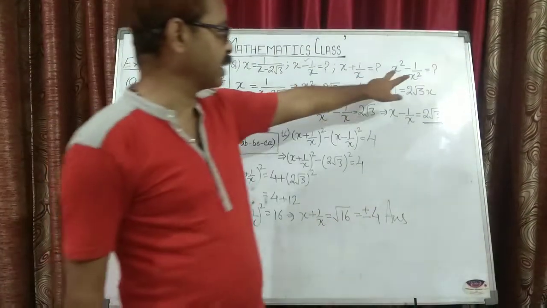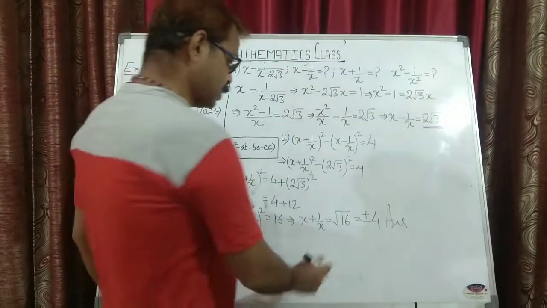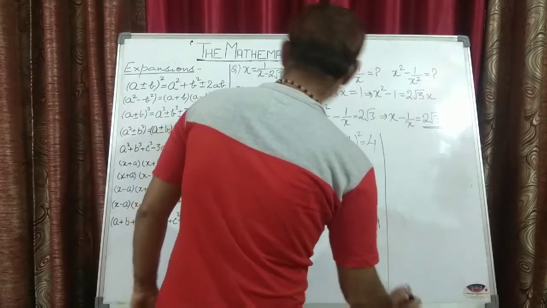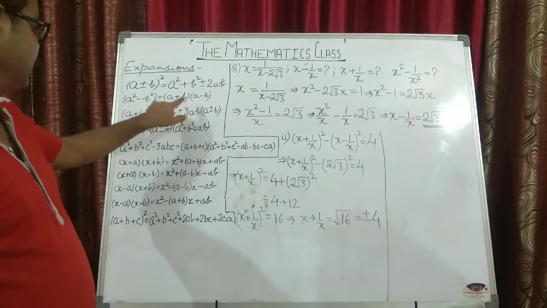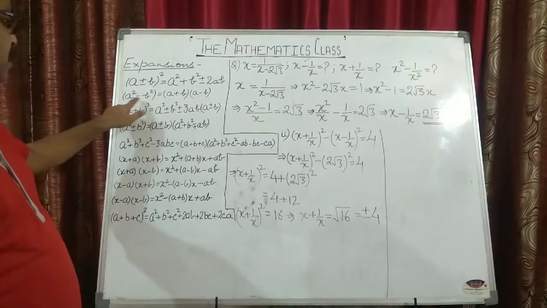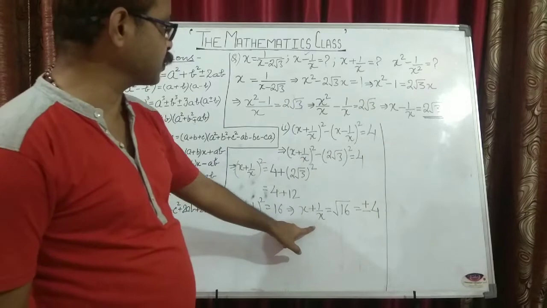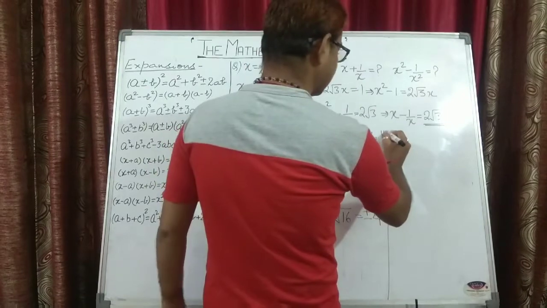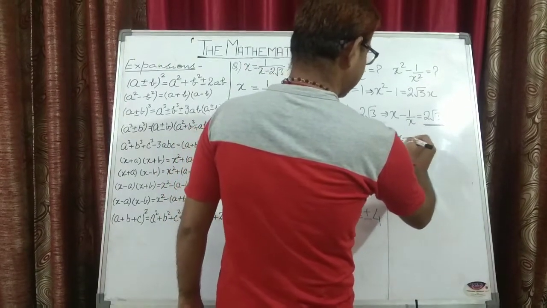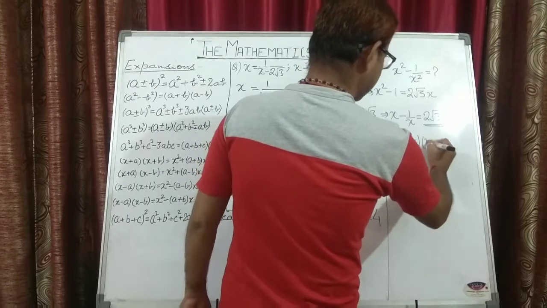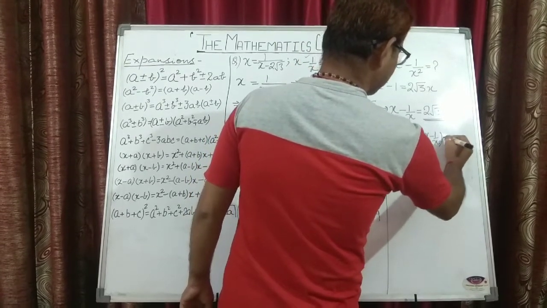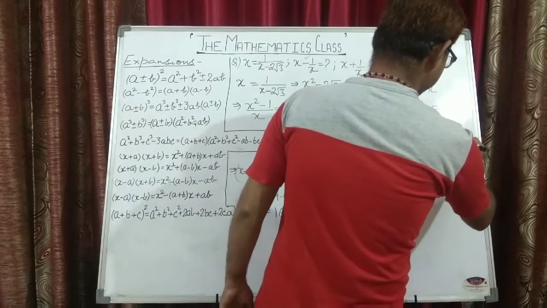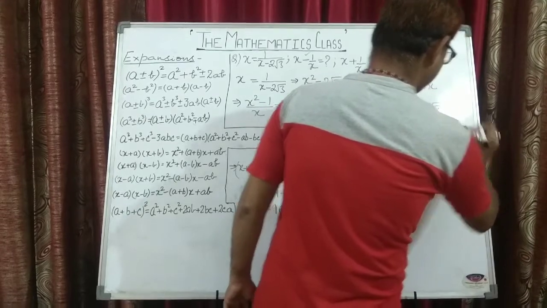Now third part, we have to find out x square minus 1 upon x square. I am solving it this side. We know that (a plus b) into (a minus b) is equal to a square minus b square. We have the value of x plus 1 upon x. We have the value of x minus 1 upon x. If we multiply these two, that is, x plus 1 upon x multiplied by x minus 1 upon x, you will be getting a square minus b square. That is x square minus 1 upon x square.